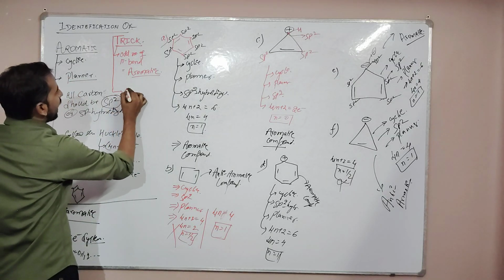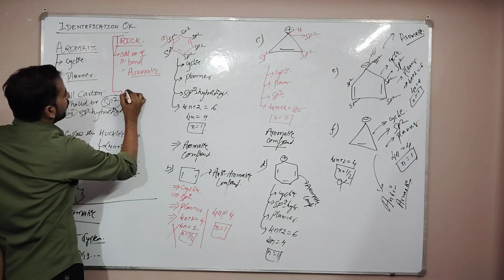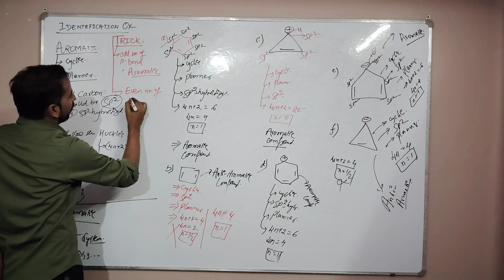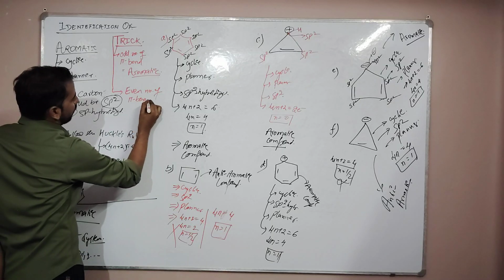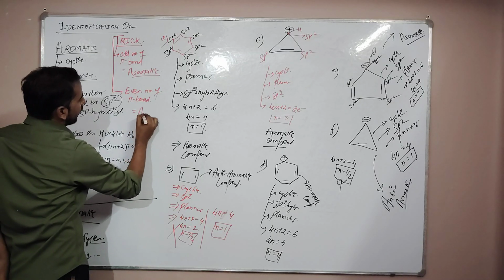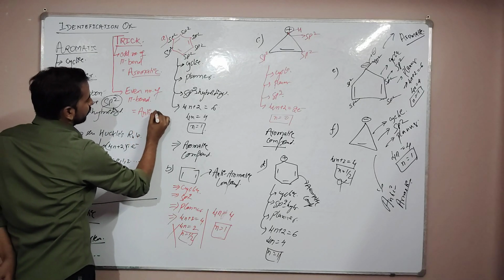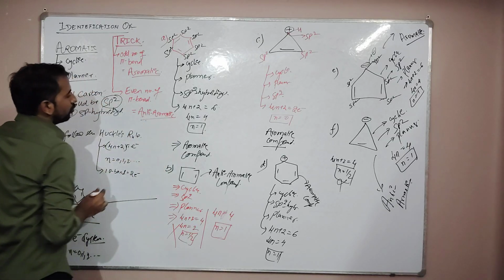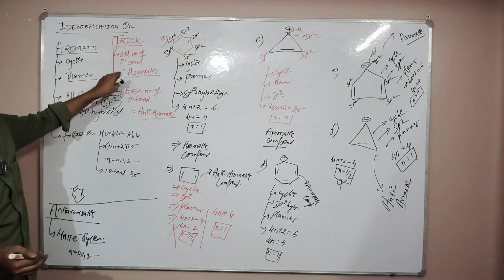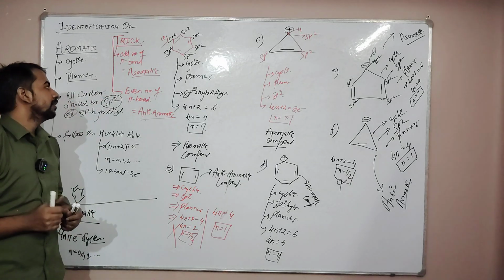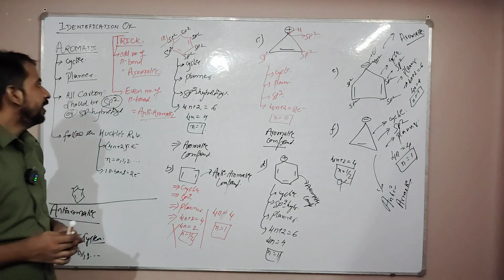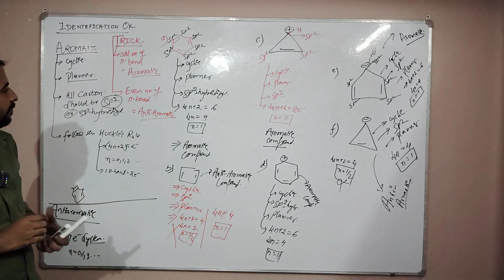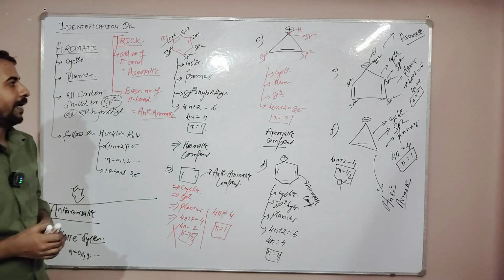Suppose it has an even number of pi bonds, it means it is anti-aromatic. So you should remember this trick. If any compound has an odd number of pi bonds, it is aromatic. If it has an even number of pi bonds, it is anti-aromatic.